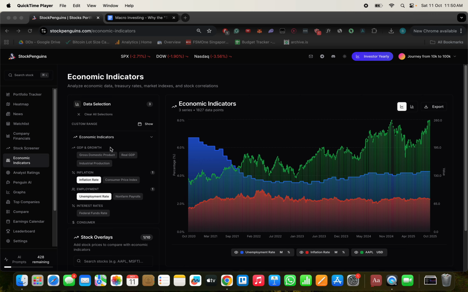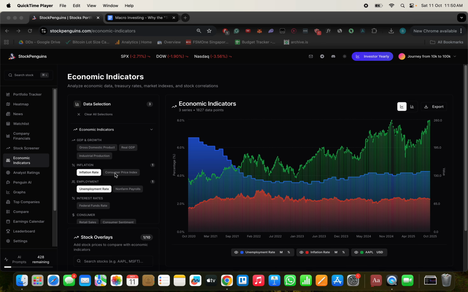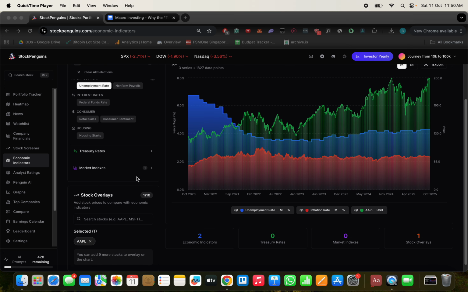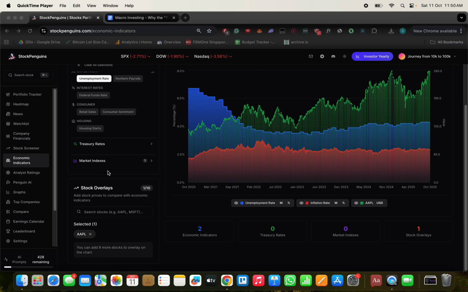So, your GDP growth, your inflation rate, your employment rate, your interest rates, your consumer sentiments, federal fund rate, and treasury rates. And you can even overlay different stock charts, like I did with Apple over here, onto the chart, right? And even your market indices.